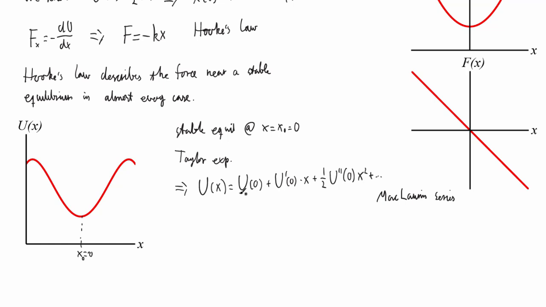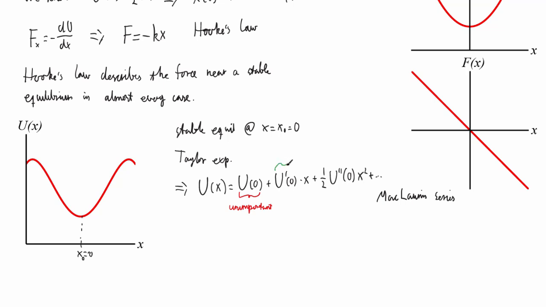So first of all, what we have here is this first term, u of 0. Now that's just a constant, so that's unimportant. Remember, you can take a constant and add it to any potential. It doesn't change any of the physics. That's because the force is the spatial derivative of the potential. So if you take the spatial derivative of a constant, obviously you get nothing.